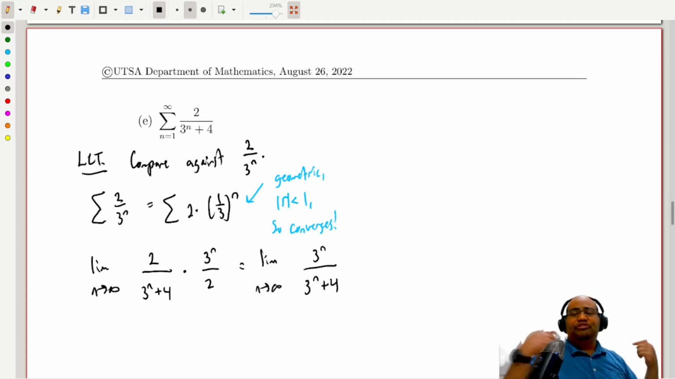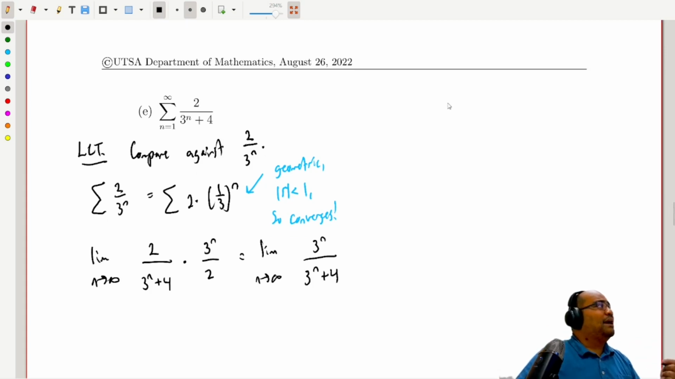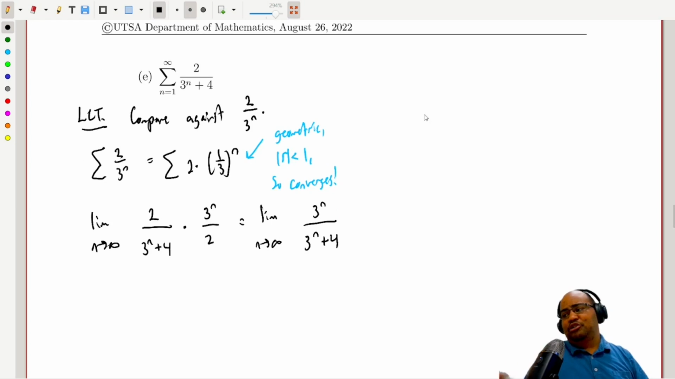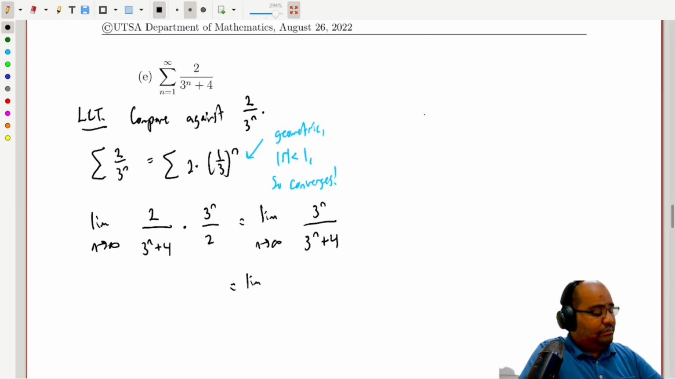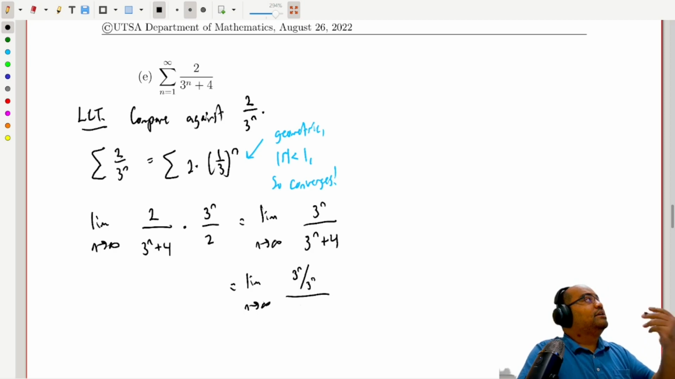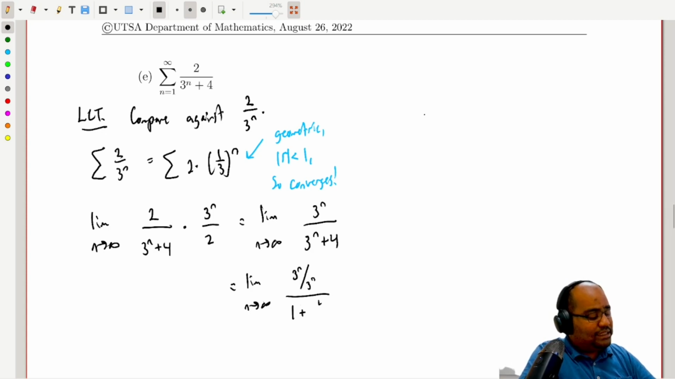Now we're going to do the same thing. We're going to divide out by the dominant term here, the dominant term being the exponential, 3 to the n. So we'll have the limit as n goes to infinity of 3 to the n over 3 to the n, divided by, now when we divide 3 to the n plus 4 by 3 to the n, we'll have 1 plus 4 over 3 to the n.